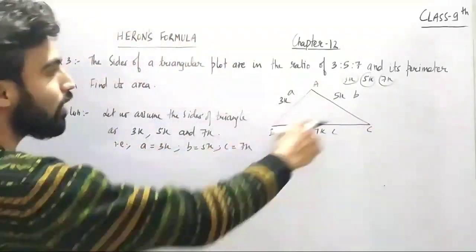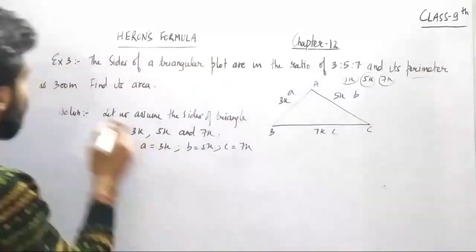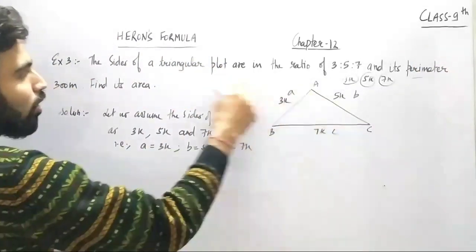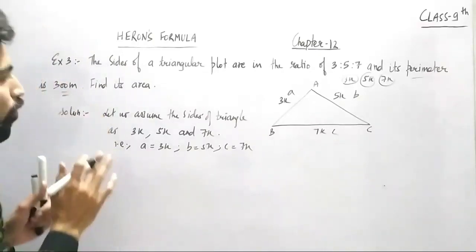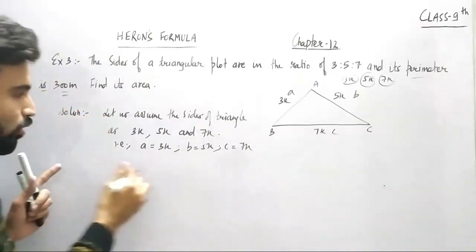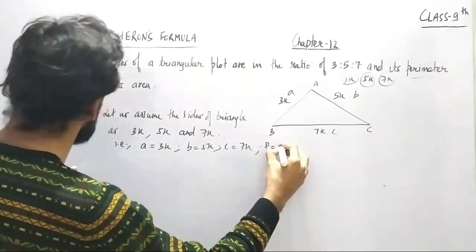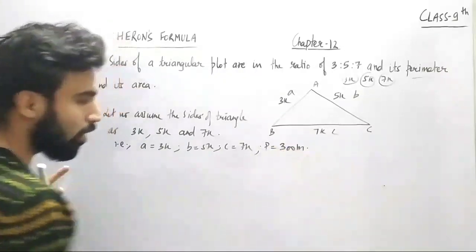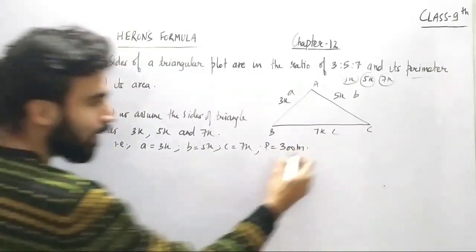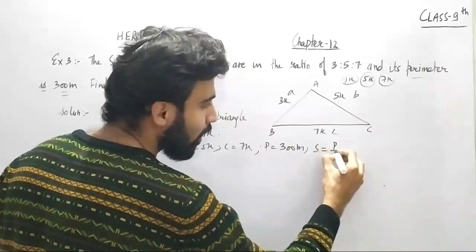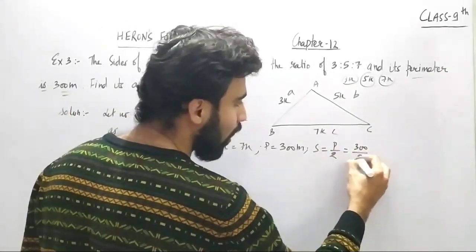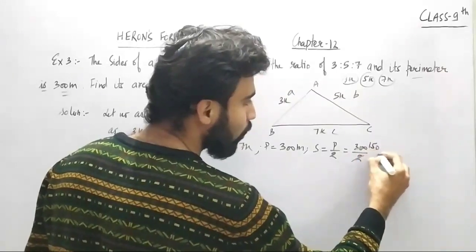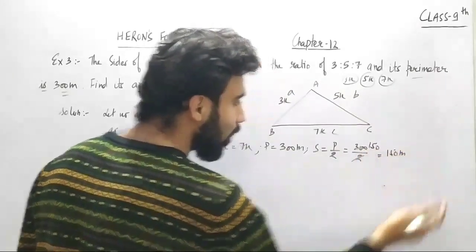Now further you can see the perimeter of this triangular plot is given to us as 300 meters, but we will come to that further. So here I write that the perimeter is given as 300 meters. Now we know how to find s: it is half the perimeter. The perimeter is already 300, so half of it will be 150 meters. So the value of s also came.